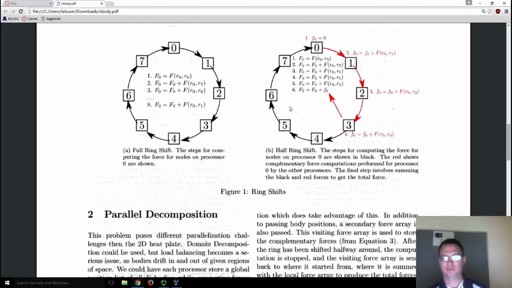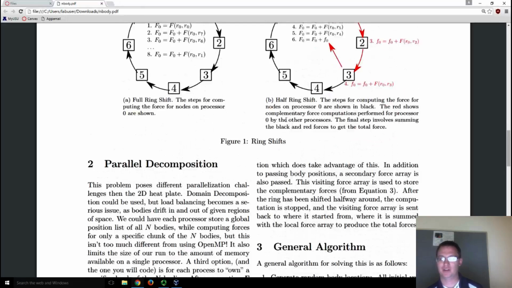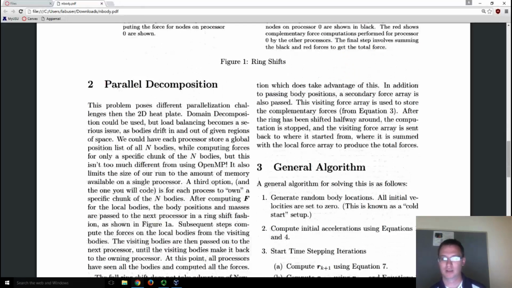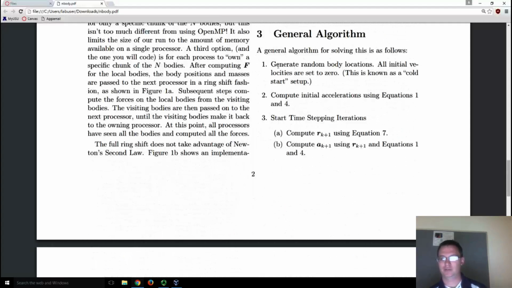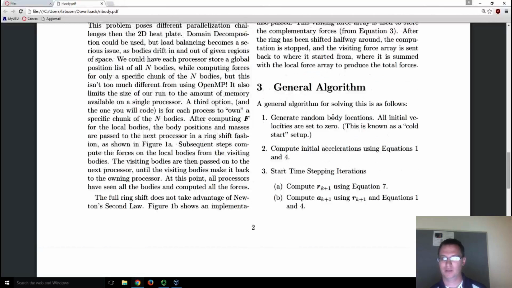Okay, so that's how we do this in parallel. Now I've written down a general algorithm for how to do this. The basic idea here is we're going to do what's called a cold start. We're just going to generate a bunch of random bodies, and all the initial velocities of these bodies are going to be set to 0.